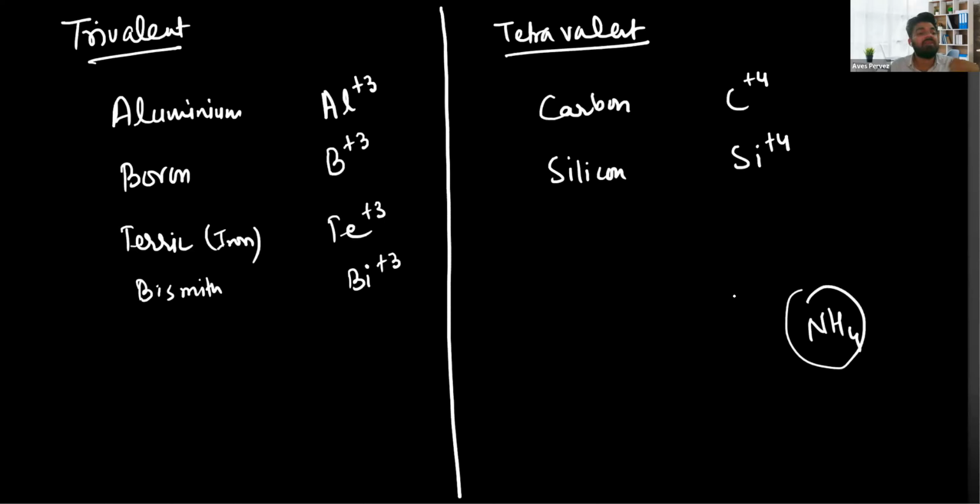Sir, what is the last one of trivalent? Bismuth. Yes, bismuth. Formula is Bi. Okay.